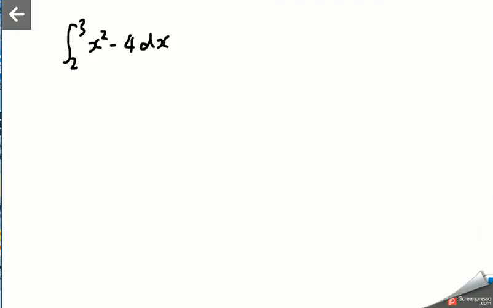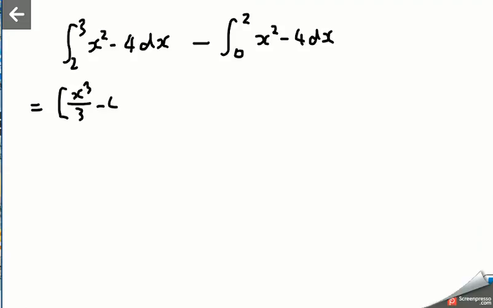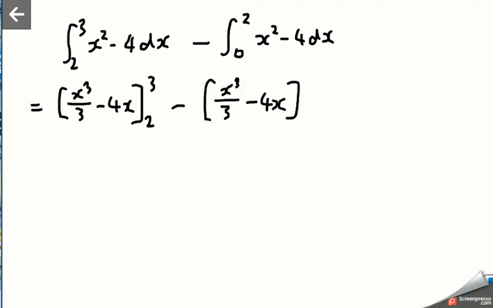Use a different board. So this is the same as the definite integral from 2 to 3 of the function x squared minus 4 dx. And this time we're going to subtract the definite integral from 0 to 2 of x squared minus 4 dx. And so that's equal to, as usual, x cubed divided by 3 minus 4x, taken from x equals 2 to x equals 3, minus x cubed divided by 3 minus 4x from x equals 0 to x equals 2.